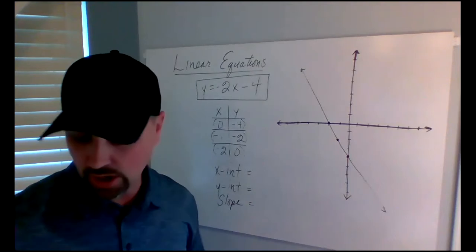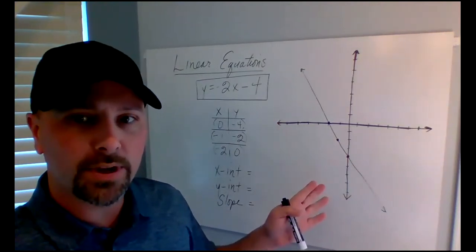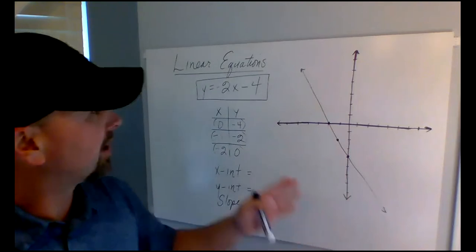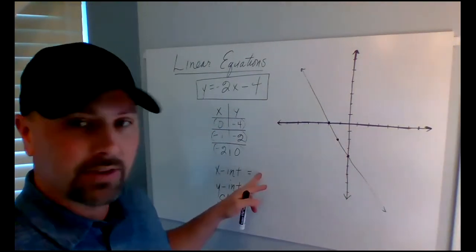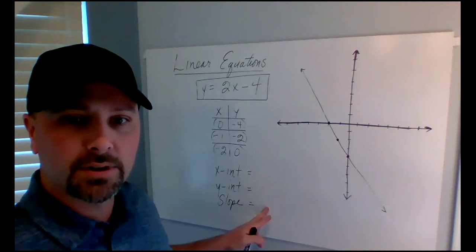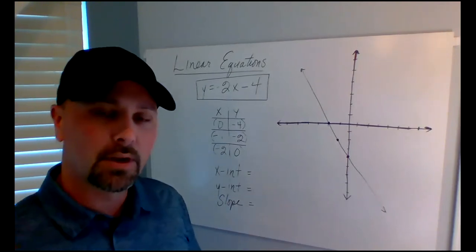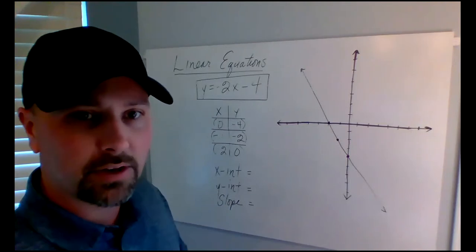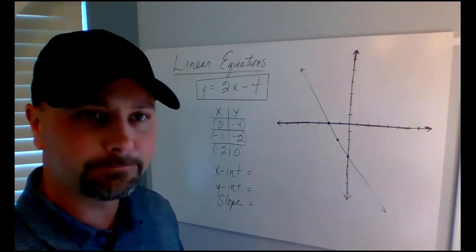So what I want you to try now is look at the line and decide what you think the slope is. You can either find the slope from the line or from the table. I'm going to show you both ways. Find the x-intercept, the y-intercept, and finally what your simplified slope is. So pause your screen if you haven't already done that. Give it a try, then come back.